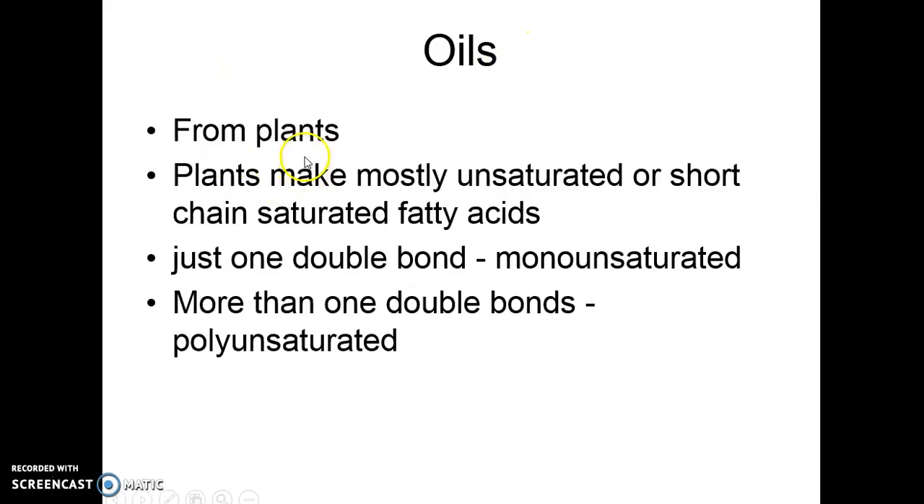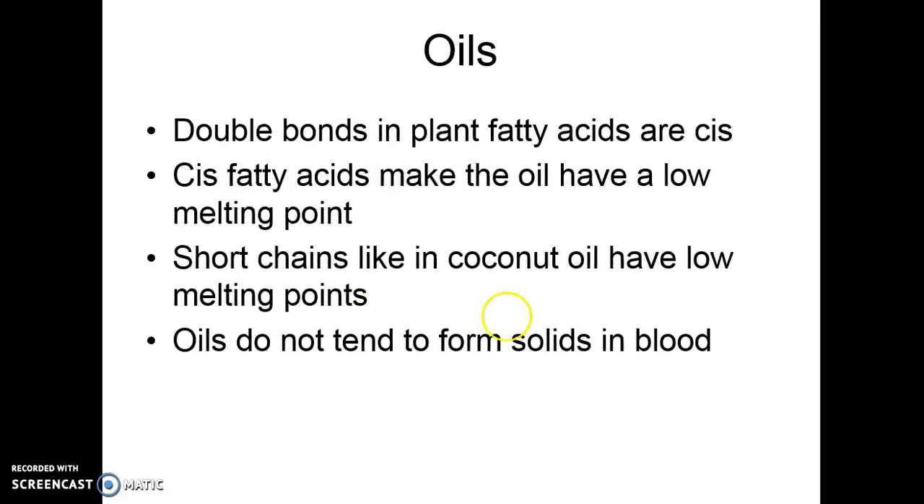Oils come from plants, and plants make mostly unsaturated or short chain fatty acids. The short chain fatty acids are palm oil and coconut oil, and things like corn oil, peanut oil, they have unsaturation in them. If it's just one double bond, we call it monounsaturated. If there's more than one double bond, it's called polyunsaturated. The double bonds in plant fatty acids are cis, and so they have a low melting point. And of course, short chains have low melting points.